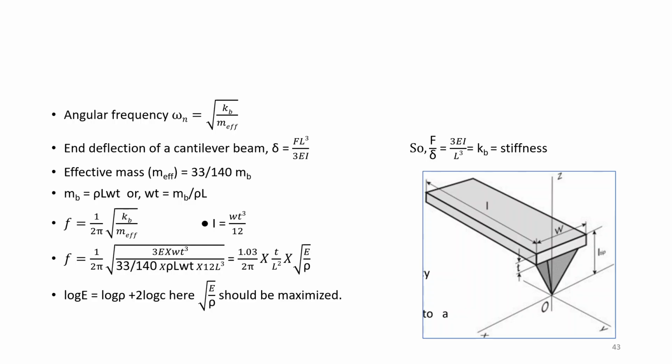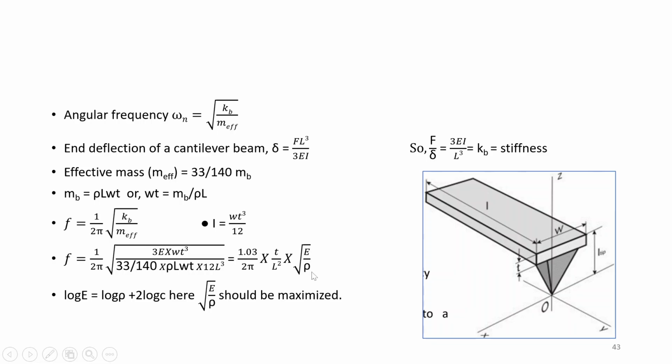Now angular frequency can be given as omega n equals under root k b upon m effective. M effective is effective mass, k b is the stiffness, which is given here with this particular formula. Cantilever beam deflection is also given. Then effective mass is also given as 33 upon 140 times the mass of beam. Now mass of beam is given as rho times volume L W T, and using all these equations the linear frequency can be given as 1 upon 2 pi times this angular frequency. So you will be getting these equations and these will be the final expressions.